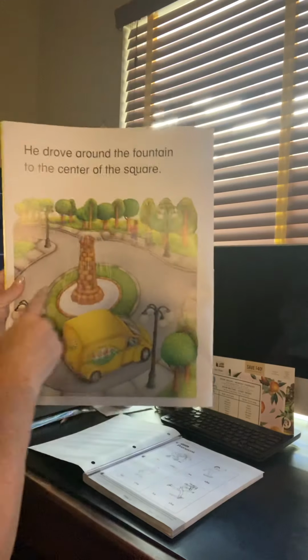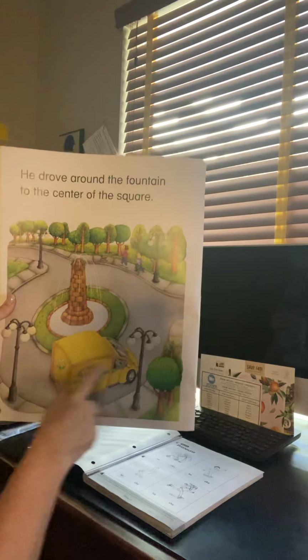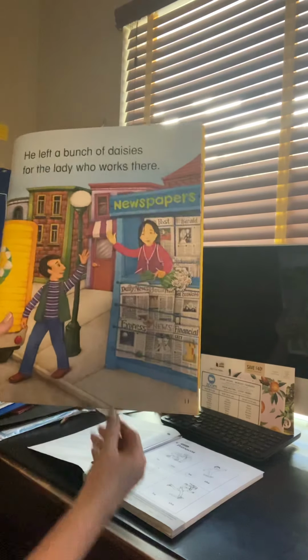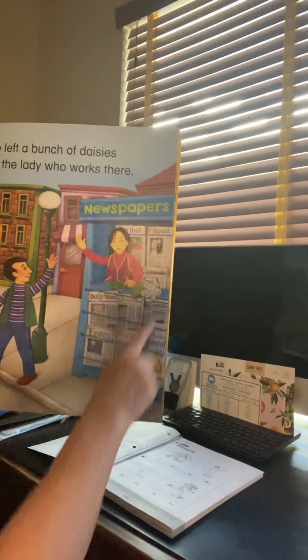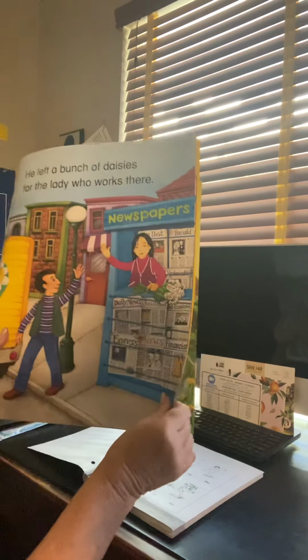So look, he delivers flowers in a pretty big town, right? And he drives around. That's called a circle. We're calling it a square. He left a bunch of daisies for the lady who works there. So look, she's at this newspaper stand selling newspapers, but he's delivering flowers to her.